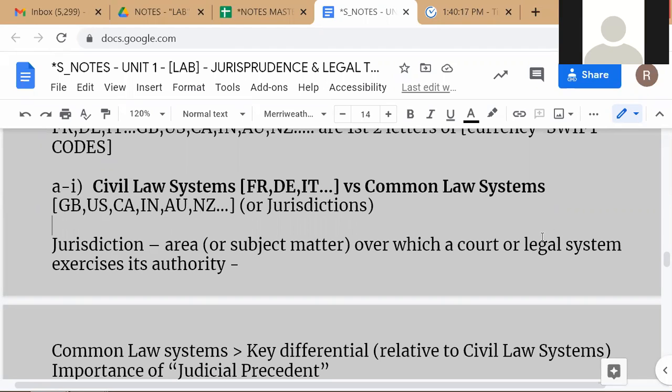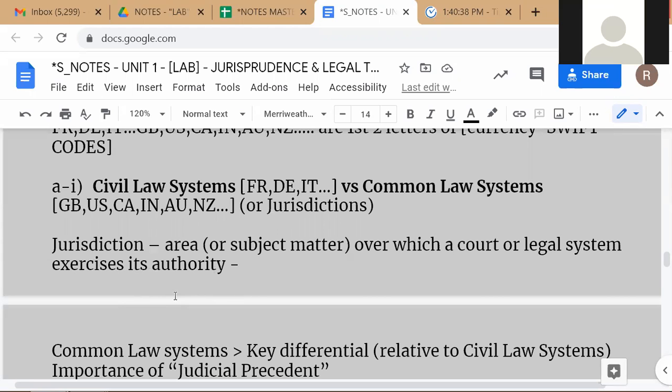And civil law systems are found in the European continent. So continental Europe: France, Germany, Italy. D is for Deutschmark, so that's the German code. The code for German websites you see is .de.